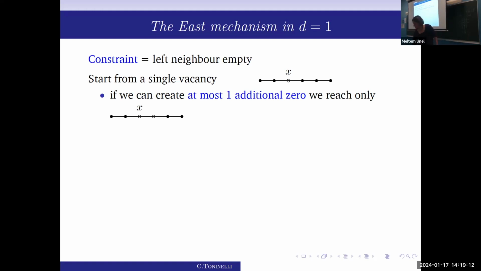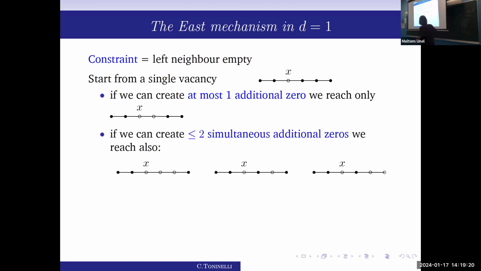If instead I can wait for a time 1 over q squared, so I can wait to create 2 additional empty sites, what I can do is I can empty this site and this one. And now this site can be occupied because the constraint is satisfied. So I can also reach this configuration.